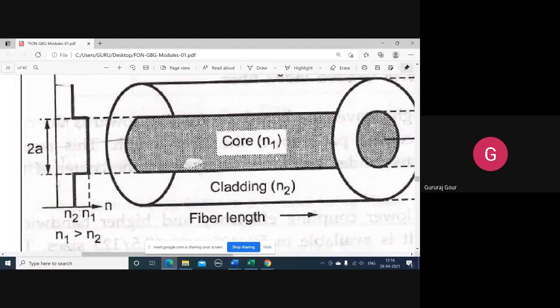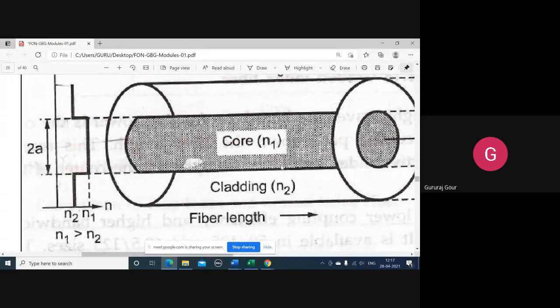N1 was large, N2 small. Going from N1 to N2, suddenly you are falling because N2 is less than N1. This sudden fall is known as a step, and the refractive index suddenly decreases, or when you run from cladding to core it suddenly increases. So this step variation in the index gives us the name step index fiber. That's what is indicated by this rectangular sign, step index, step waveform.